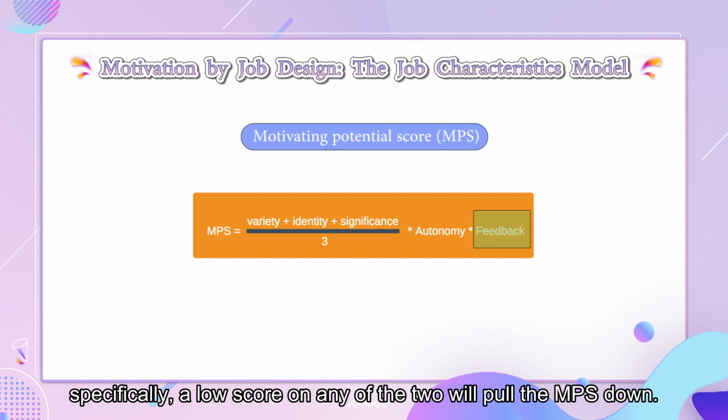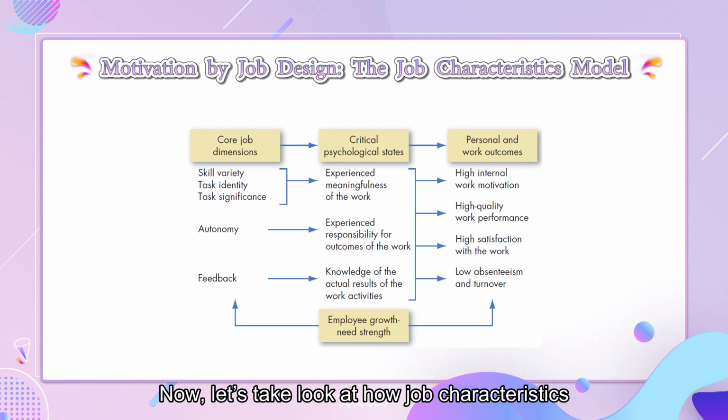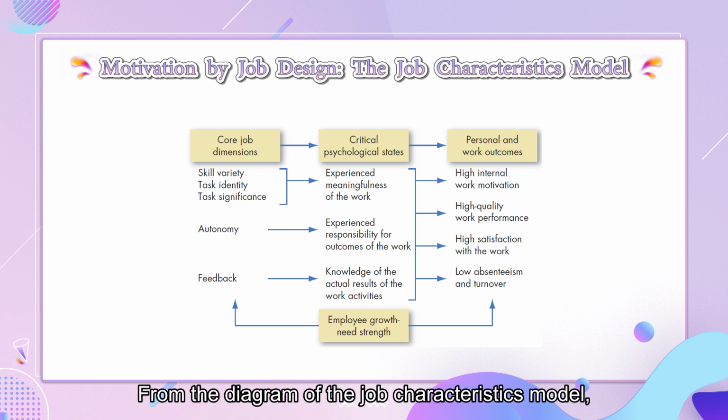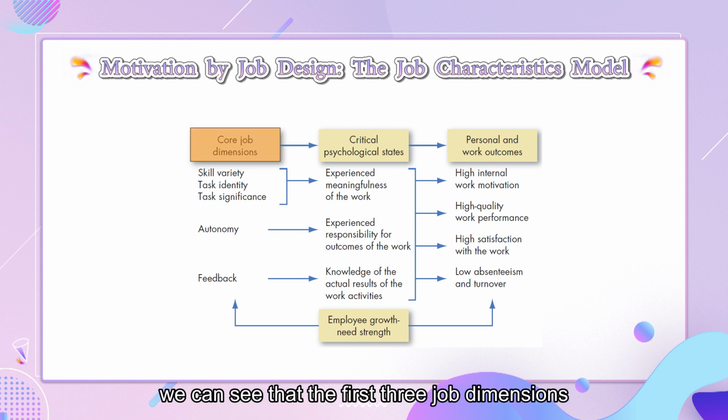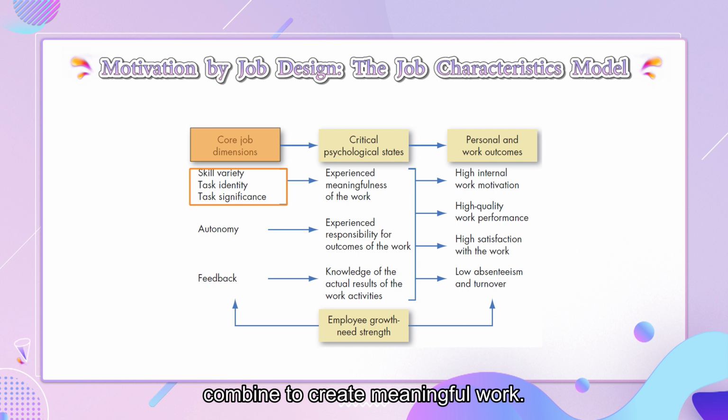Specifically, a low score on any of the 2 will pull the MPS down. Now, let's take a look at how job characteristics relate to the psychological states. From the diagram of the job characteristics model, we can see that the first 3 job dimensions, skill variety, task identity, and task significance, combine to create meaningful work.